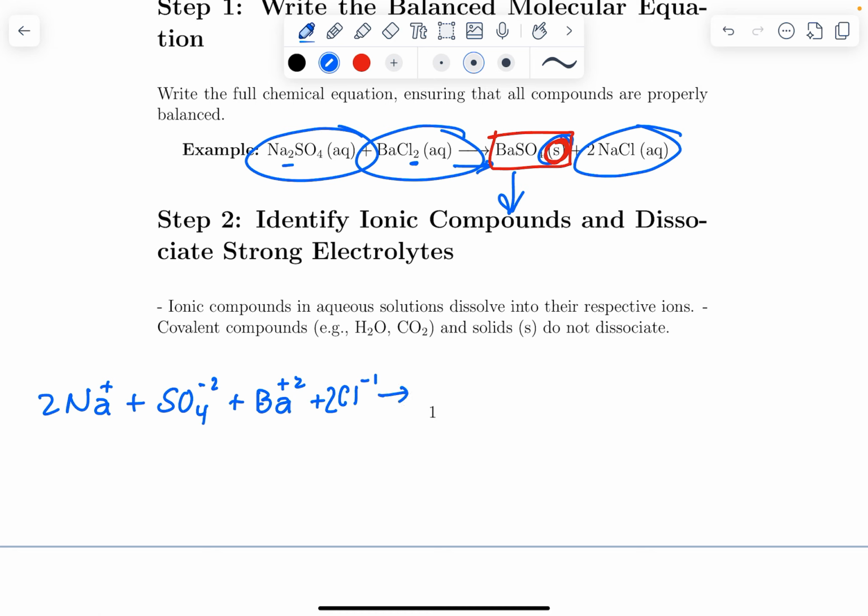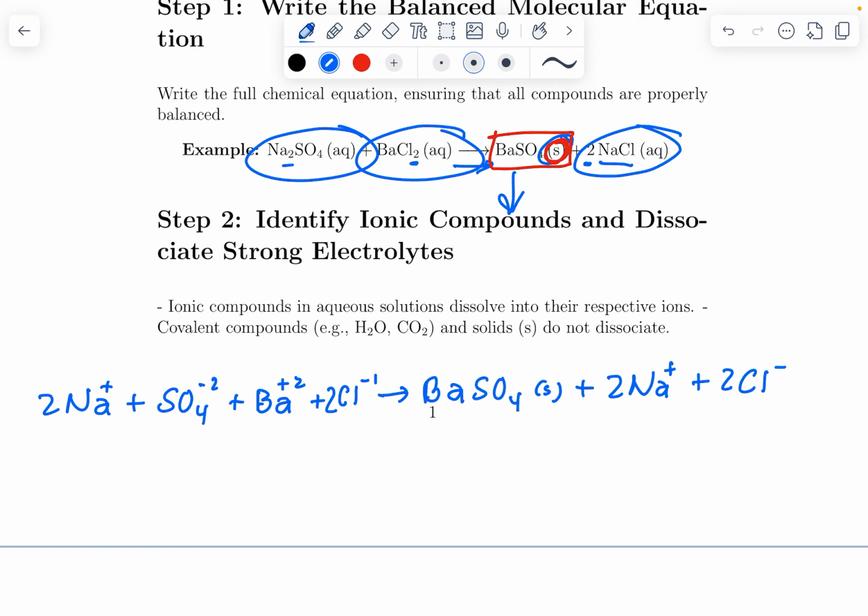Now I'm done with the left side. Let's write the right side. Remember, the solid you do not break up. Barium sulfate, solid. And definitely write the solid so that you can remember. Plus, and we break up 2Na+ and 2Cl-. Now you see this 2, when these split up, it applies to everything. So you've got to spread the love of that 2 around right there.